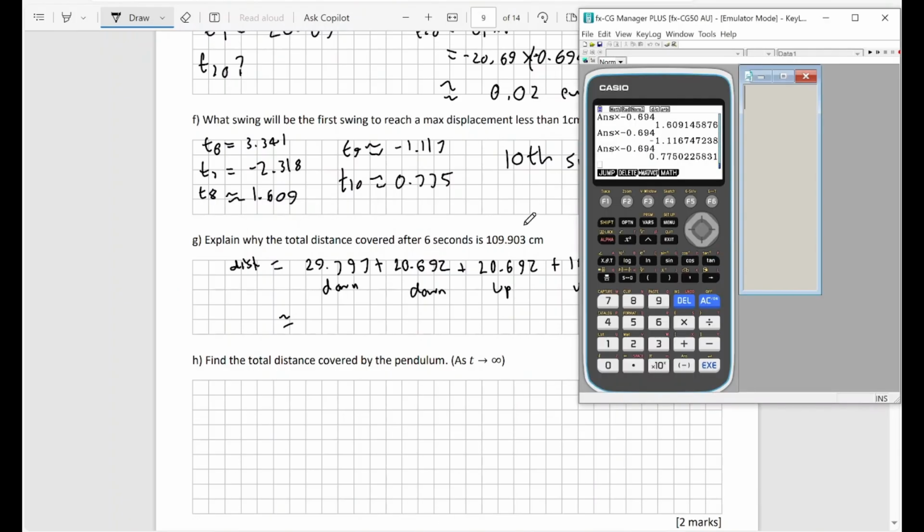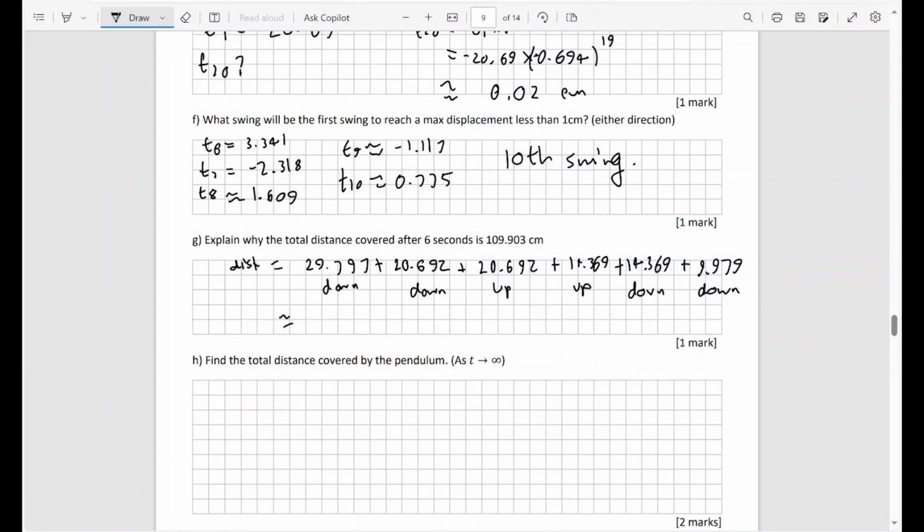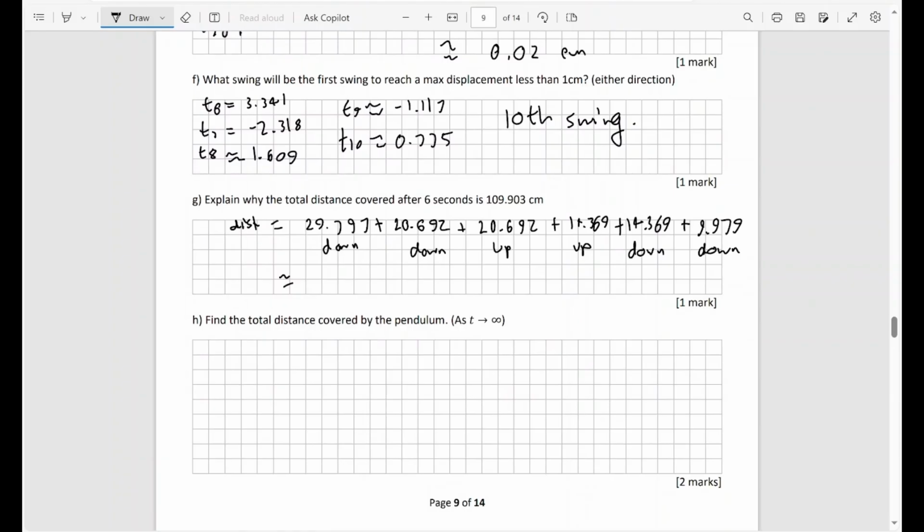All right, so let's add up all these numbers. 29.797 plus 2 times 20.692 plus 2 lots of 14.369 plus 9.979, 109.898, roughly. I might actually just get rid of that decimal. The reason it's not perfect is because of rounding, but it roughly equals 109 centimeters. Good. Maybe roughly 110.